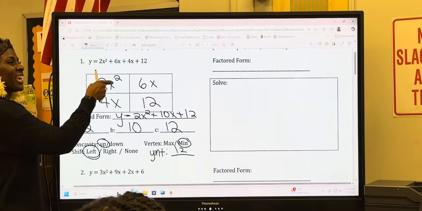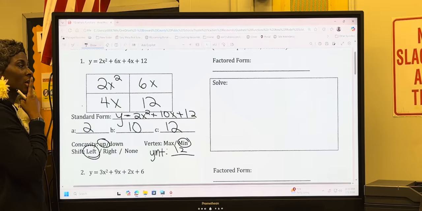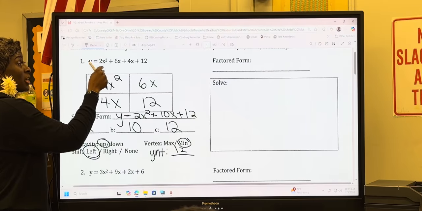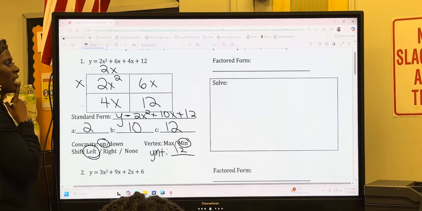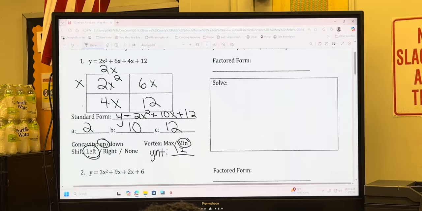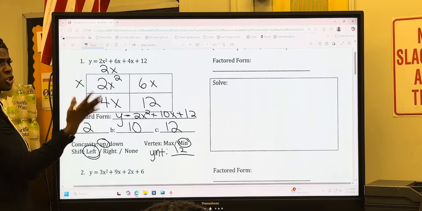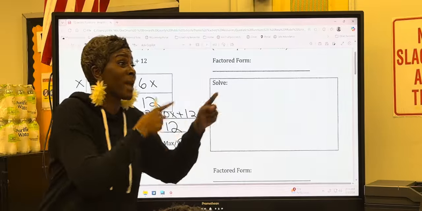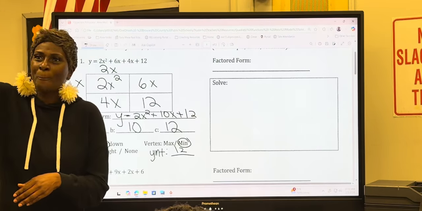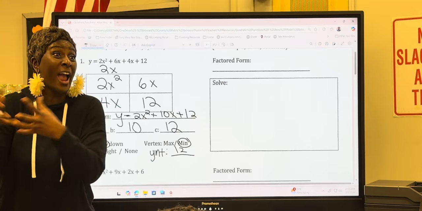Now, let's talk about what we got. How am I going to get 2x squared? 2x times x. Does it matter if I put 2x here or here? No, put it somewhere. 2x and x. Now you just do the multiplication. What am I looking for? Factors. What are factors? Numbers that you multiply to get a product. It is your base and height that you multiply to get your area.